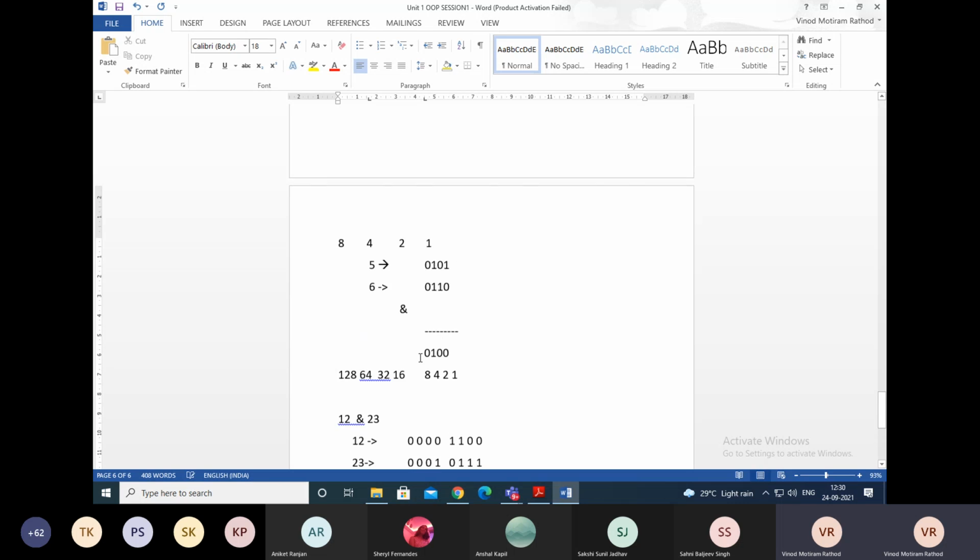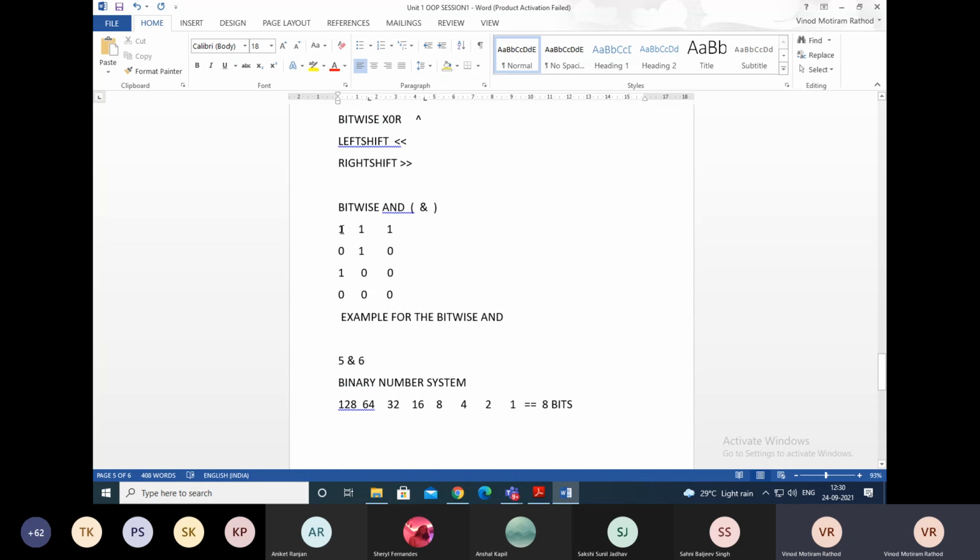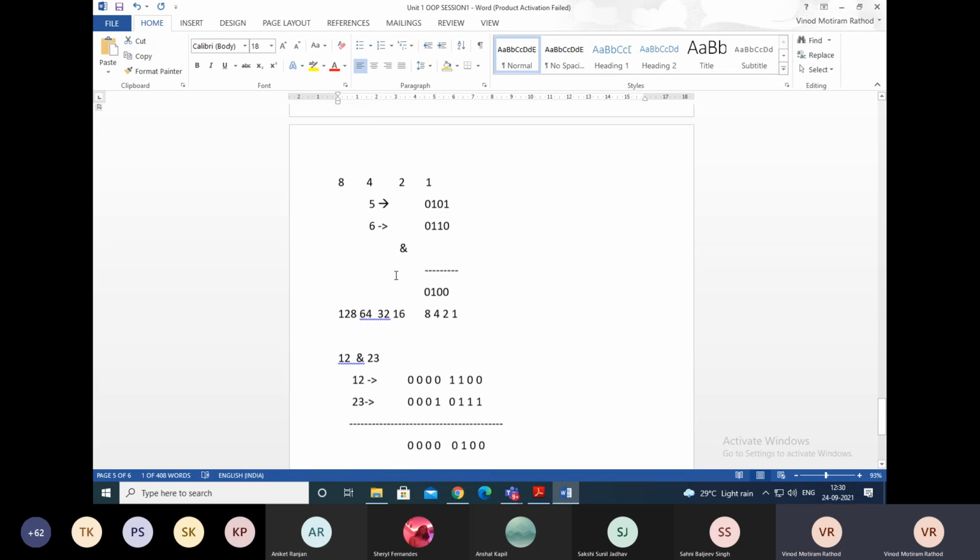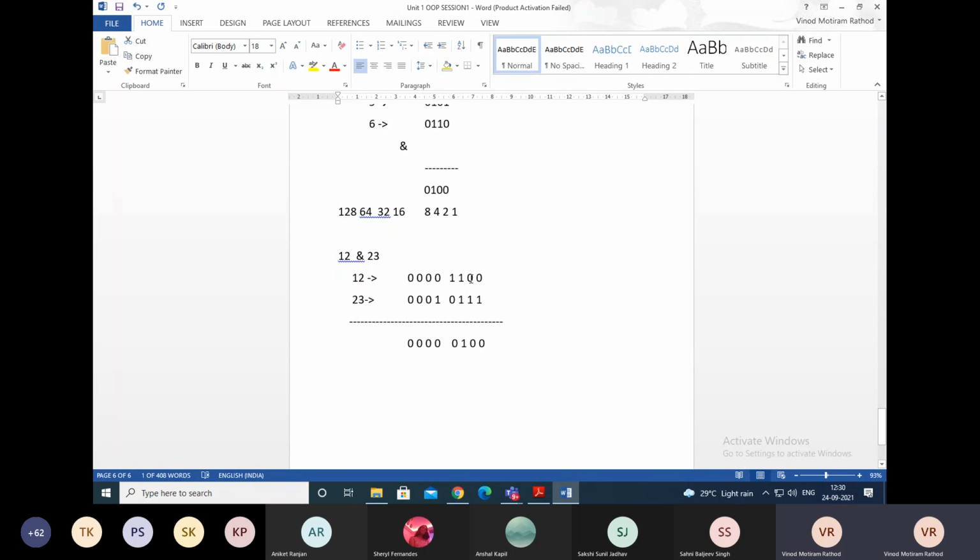So according to the truth table, as I said, you can see the truth table over here. This is the truth table for AND. Whenever the two inputs are 1 and 1, we have to put 1. What if the inputs are 0 1, 1 0, or both 0? Now in this example, what is the first input? If you go from right or left, no problem. The first input is 0 and 1.